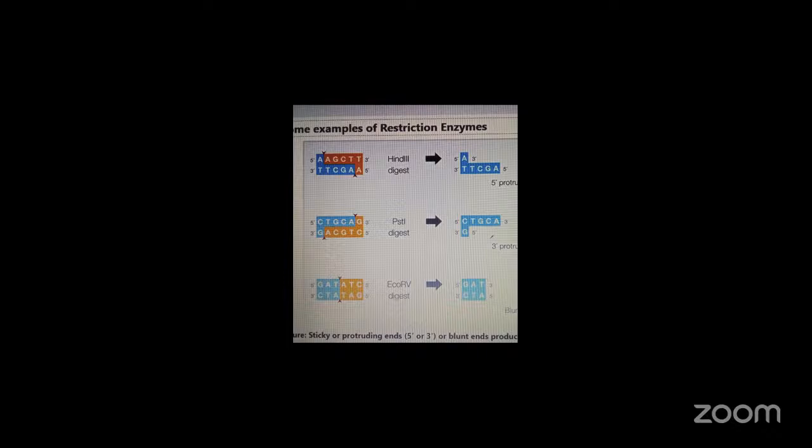Okay, clear. The sticky ends are produced by protruding the ends by two or three nucleotides, while blunt ends are also produced by a specific restriction enzyme.